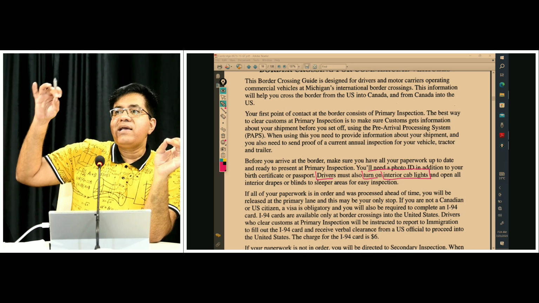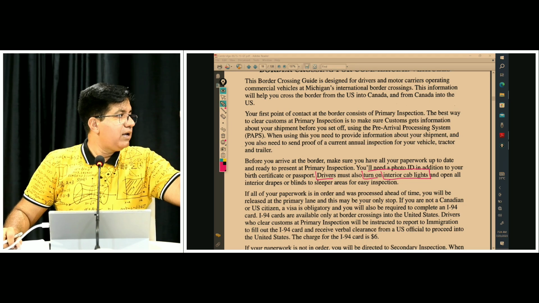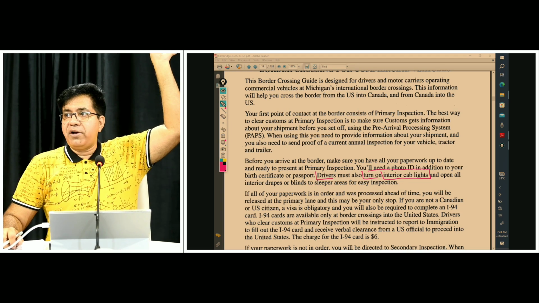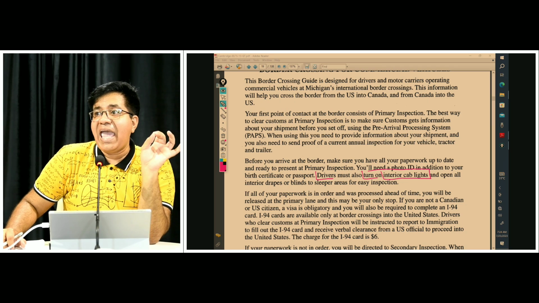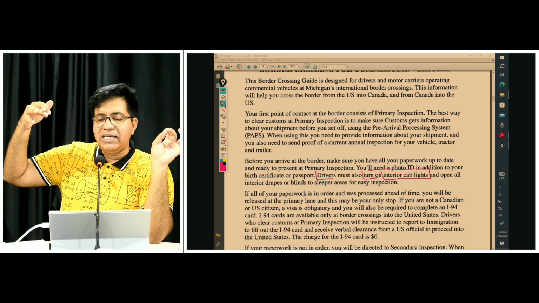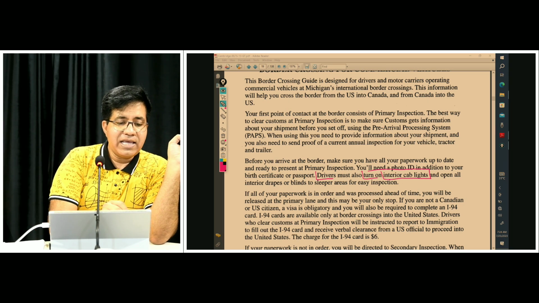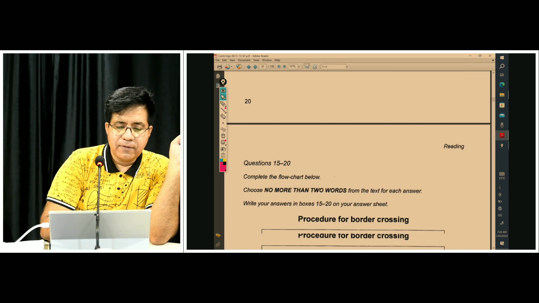And by the way, cab light is a type of light which is inside the vehicle. Like, you know, cars, they have some lights up there. Those lights are called cab lights. If you write interior lights, if you write interior cab, your answers are absolutely wrong. Correct answer is cab lights.